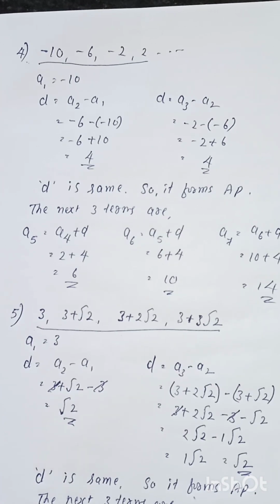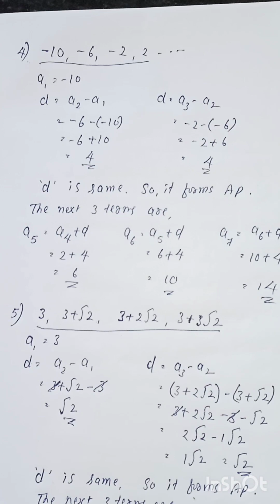Now you can take 3 as it is. Then if there is no number, we can take it as 1. So 3 plus 1, 4 root 2. It is A5. Then let's do A6. What is A6? A5 plus D. A5 is 3 plus 4 root 2 and D is root 2. In the same way, 3 plus 4 plus 1, 5 root 2.